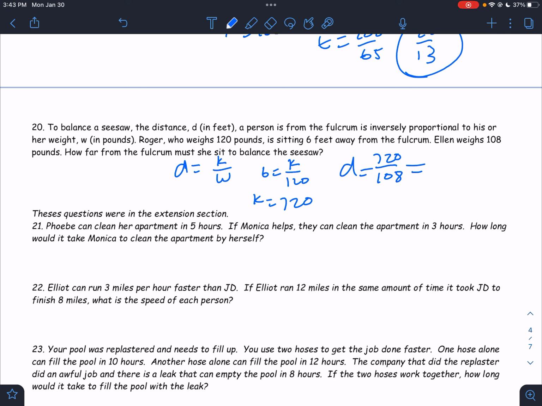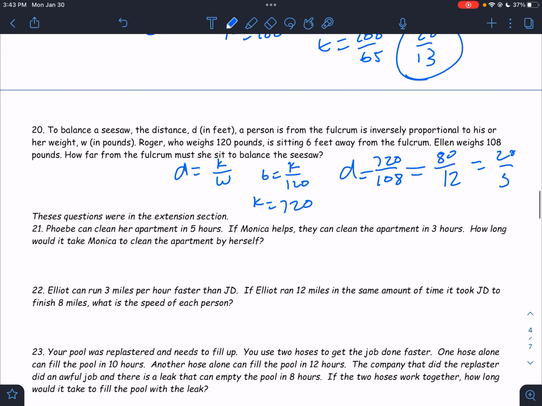Definitely can divide by 9. 90 would be 10, plus 2 would be 12. Divide by 2 would be 40 over 6, be 20 over 3. That's real similar.